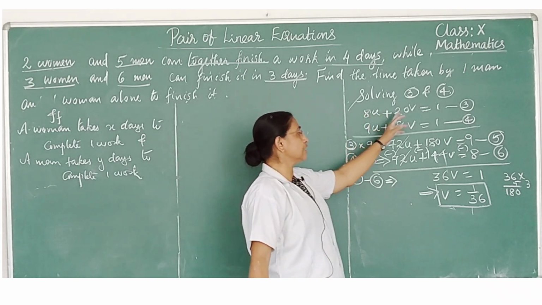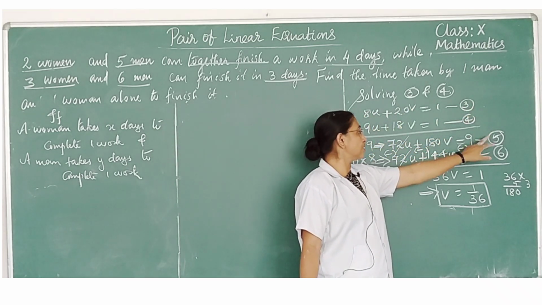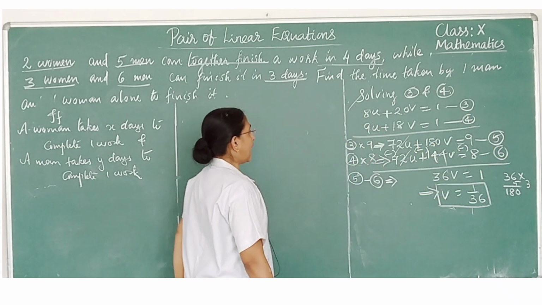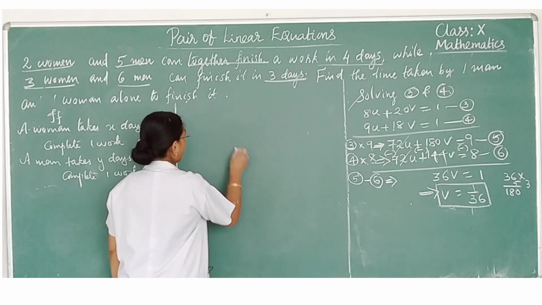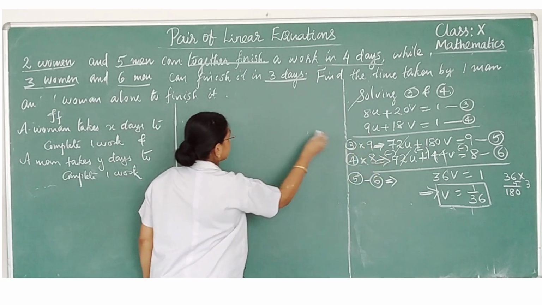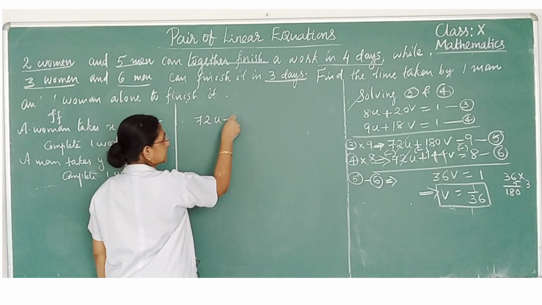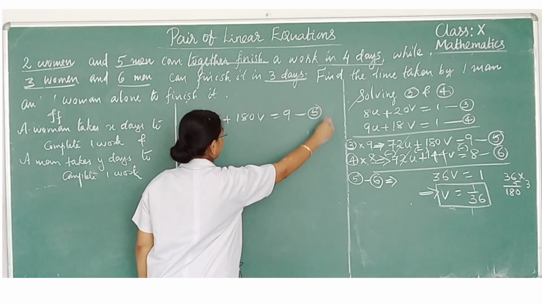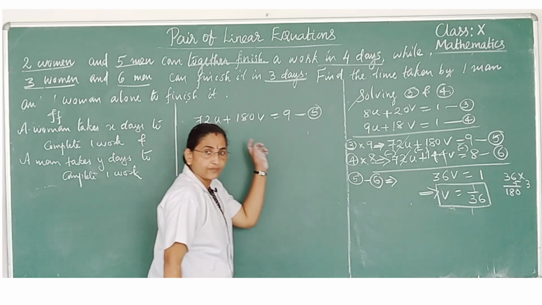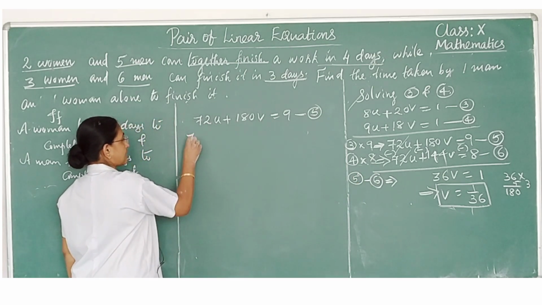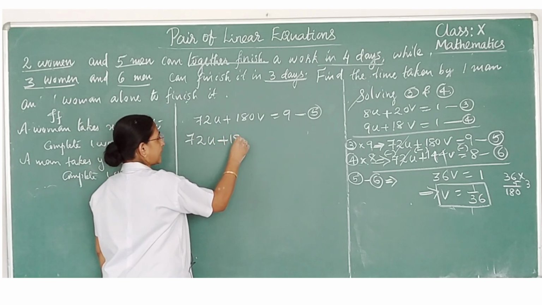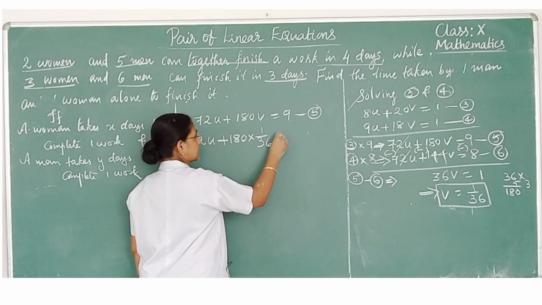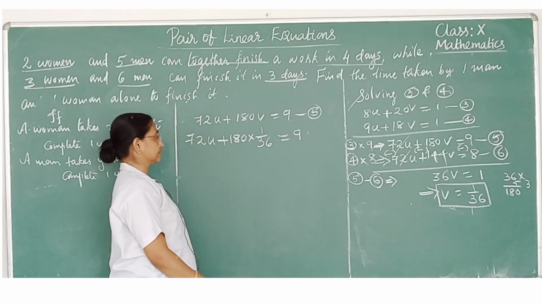You can take any of these equations, either 3 or 4 or 5 or 6, any equation you can take to find the value of U. I am going to take equation 5. So, what is equation 5? 72u plus 180v equal to 9. This is your equation number 5. I am going to substitute the value of v in this equation. So that 72u plus 180 into, what is the value of v? V is 1 by 36 equal to 9.